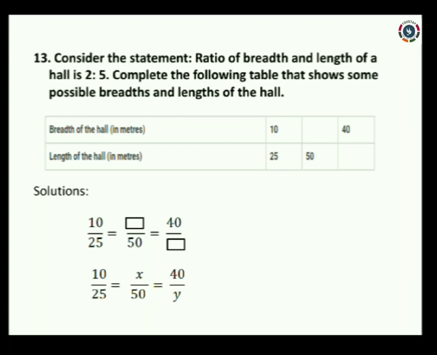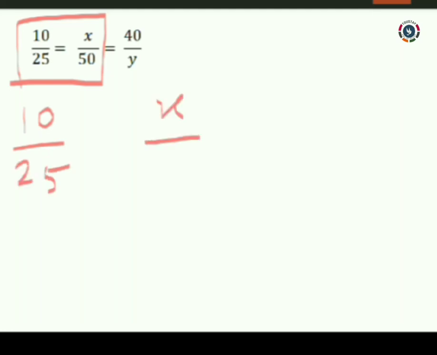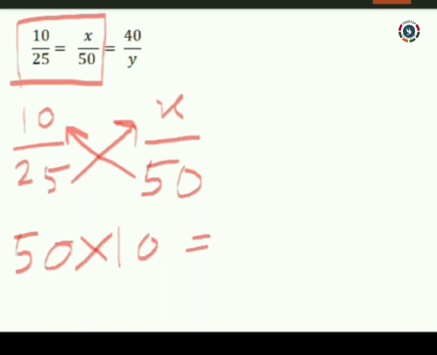First step, I don't know the values of the boxes, so I have to replace them by variables. Here I used variables x and y. Now I am going to find the x value. For finding the x value, you have to compare these two fractions, 10 by 25 is equal to x by 50. I am going to do cross multiplication. So you will get 50 into 10 equal to x into 25.